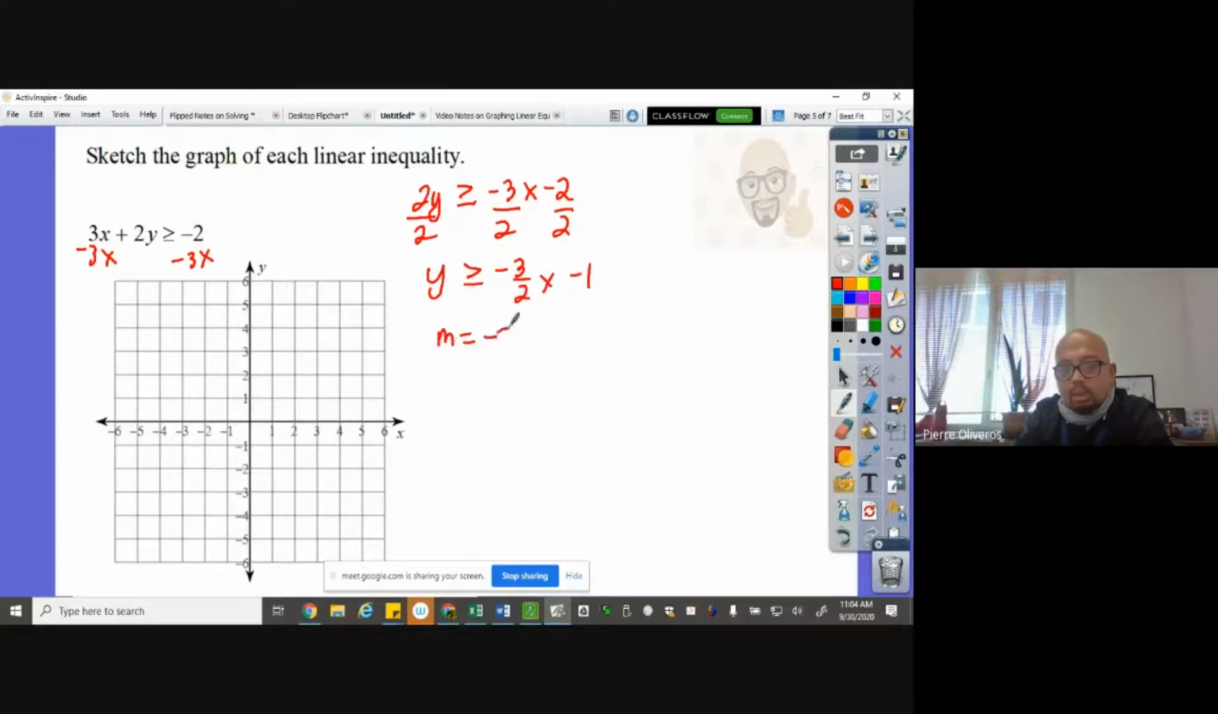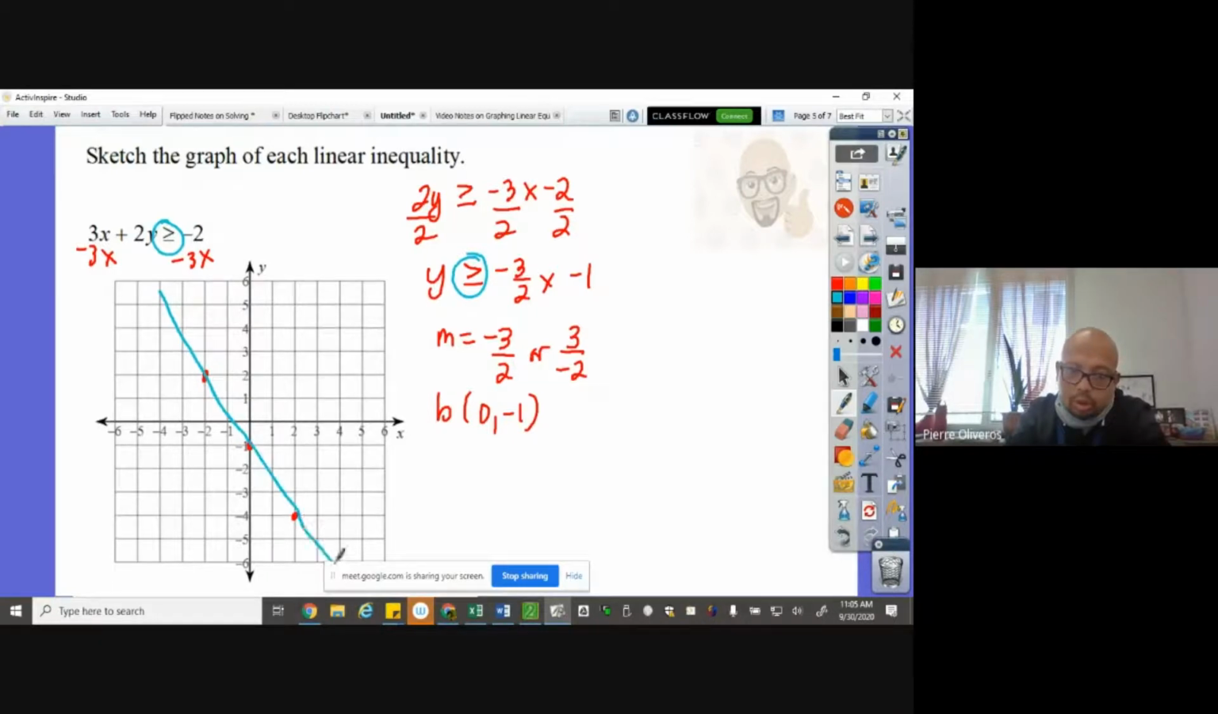Here the slope is -3 over 2, and the y-intercept is 0, comma -1. So I'm going to start here at -1, and -3, I'll go down by 3, 1, 2, 3, and then over 2 to the right, 2. Or I can make it +3 divided by -2. So I'm going to go right 3, 1, 2, 3, and left 2, 1, 2. So those are my 3 points. I will connect them with a solid line because it's equal to.